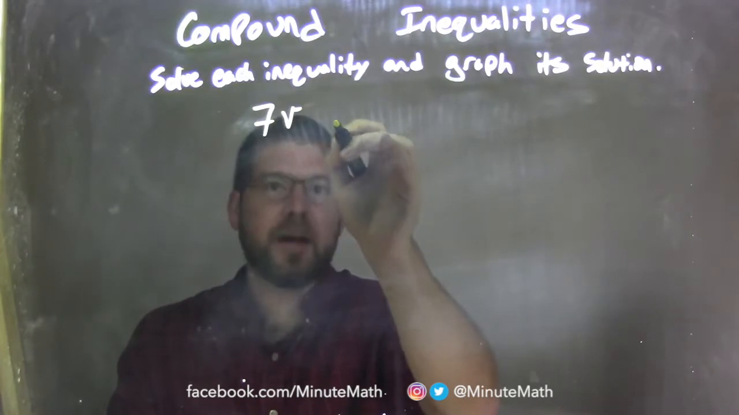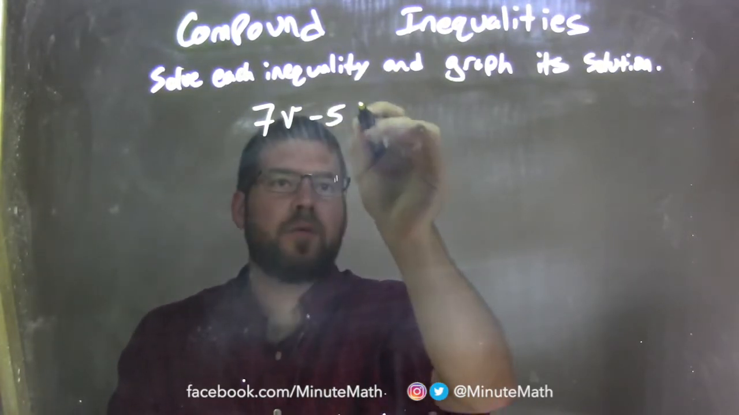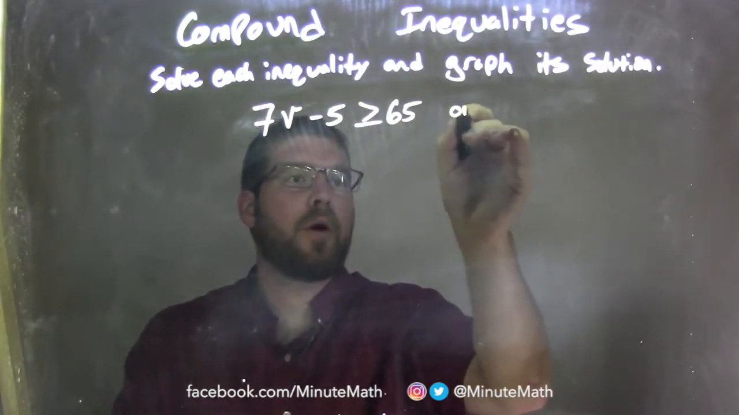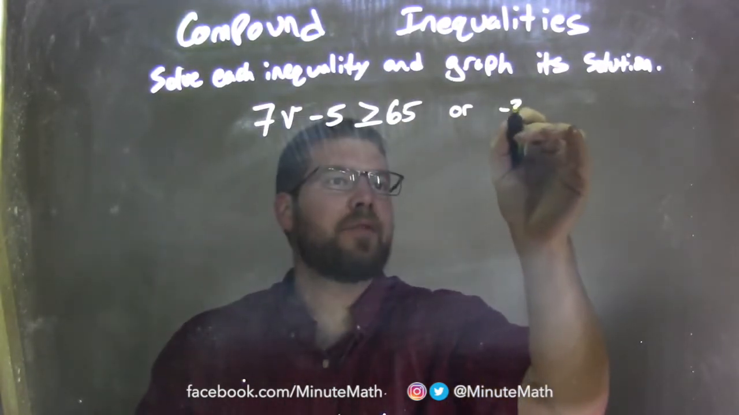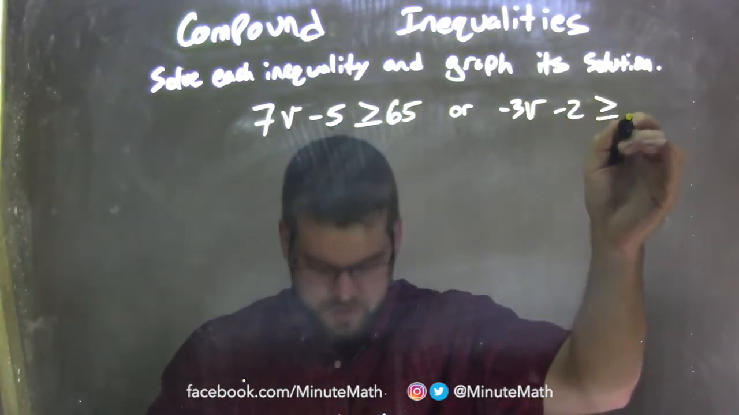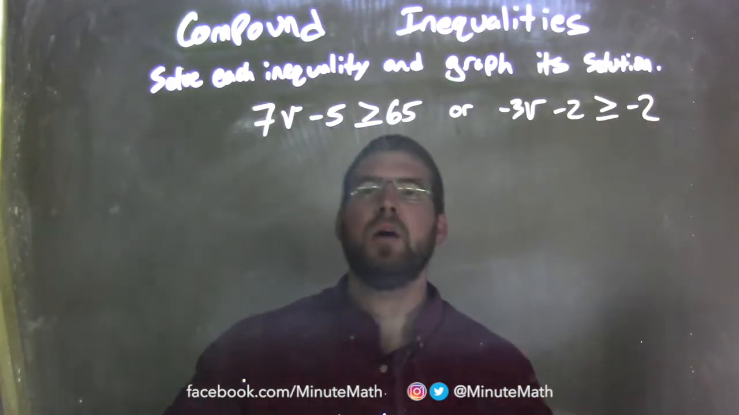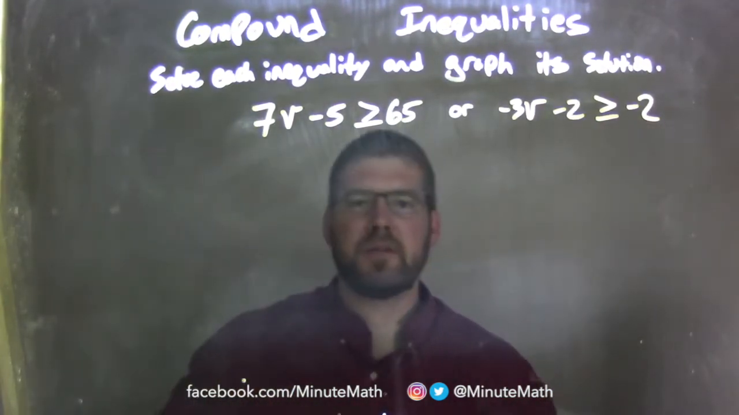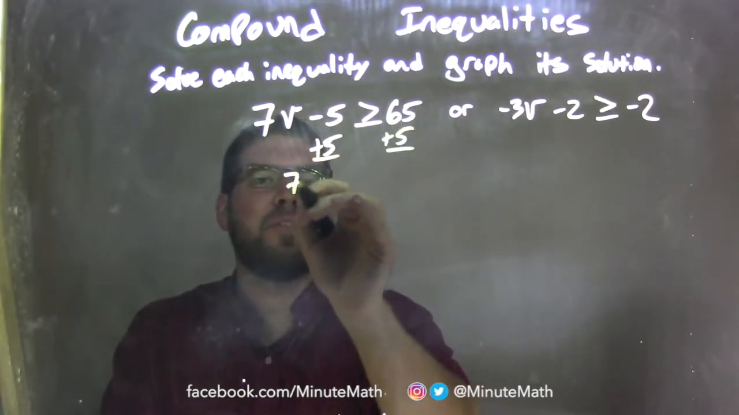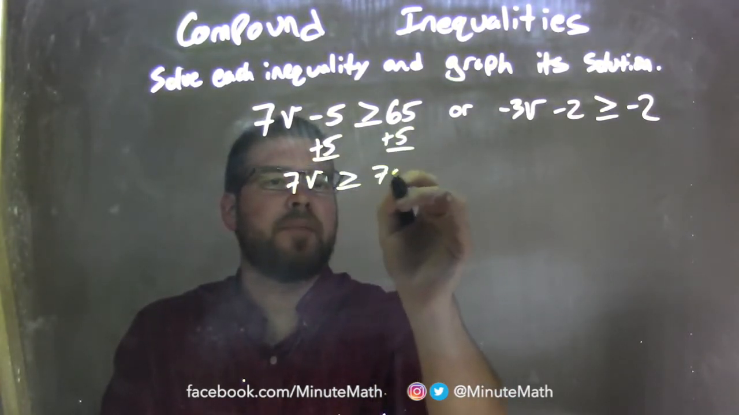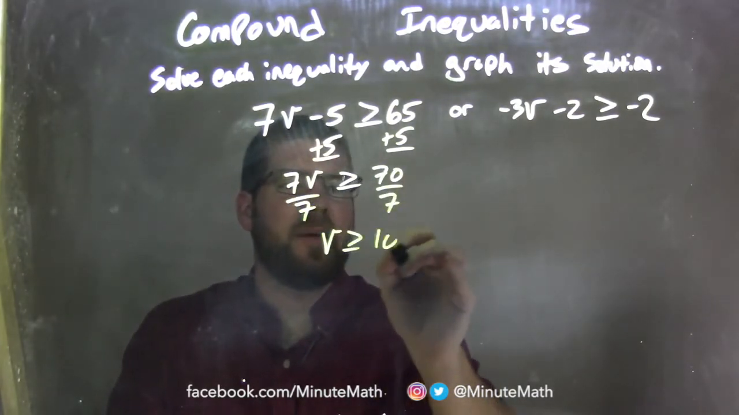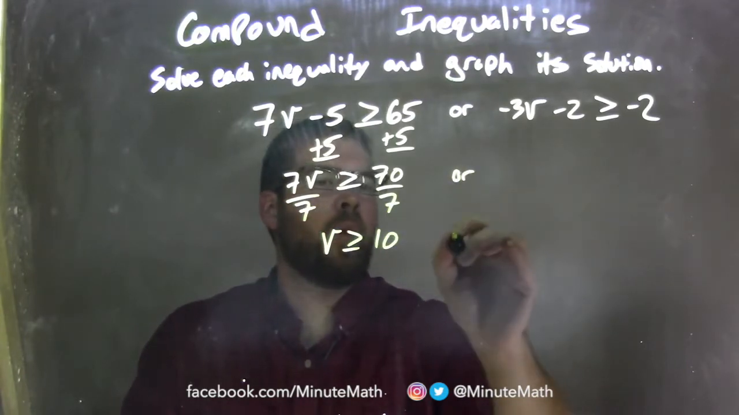7v minus 5 is greater than or equal to 65, or -3v minus 2 is greater than or equal to -2. Okay? Again, with an or, we need to solve each inequality individually. So I'm going to add a 5 to both sides here, giving me 7v is greater than or equal to 70. Then I'm going to divide by 7 to both sides, giving me v by itself is greater than or equal to 10. The ors keep coming down, or.